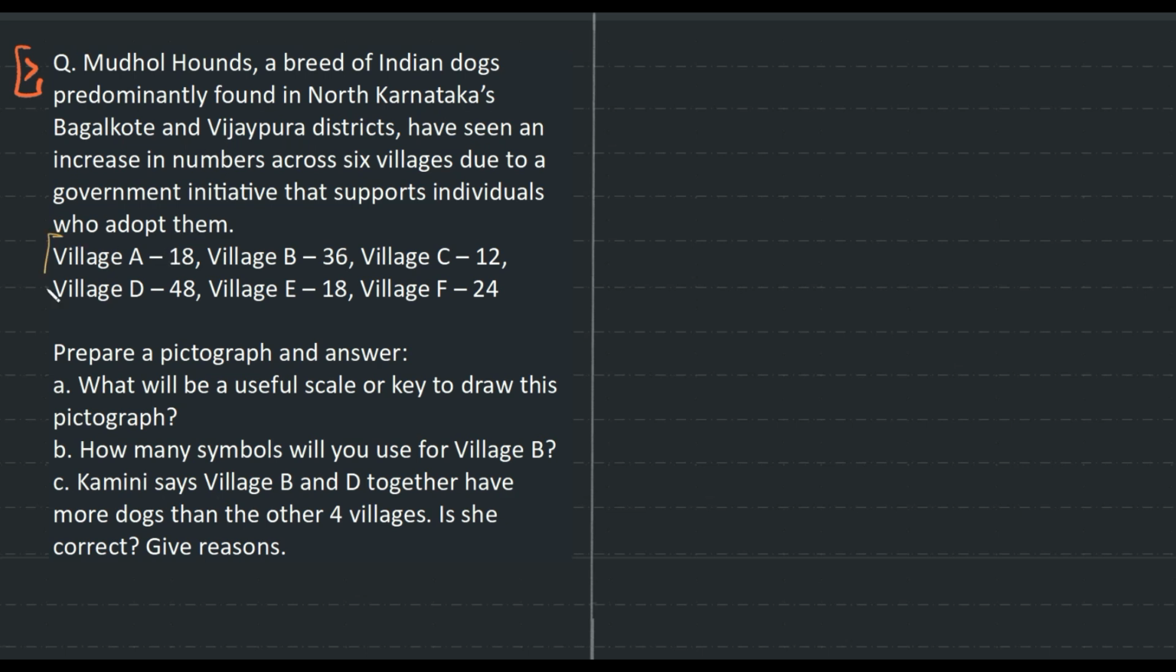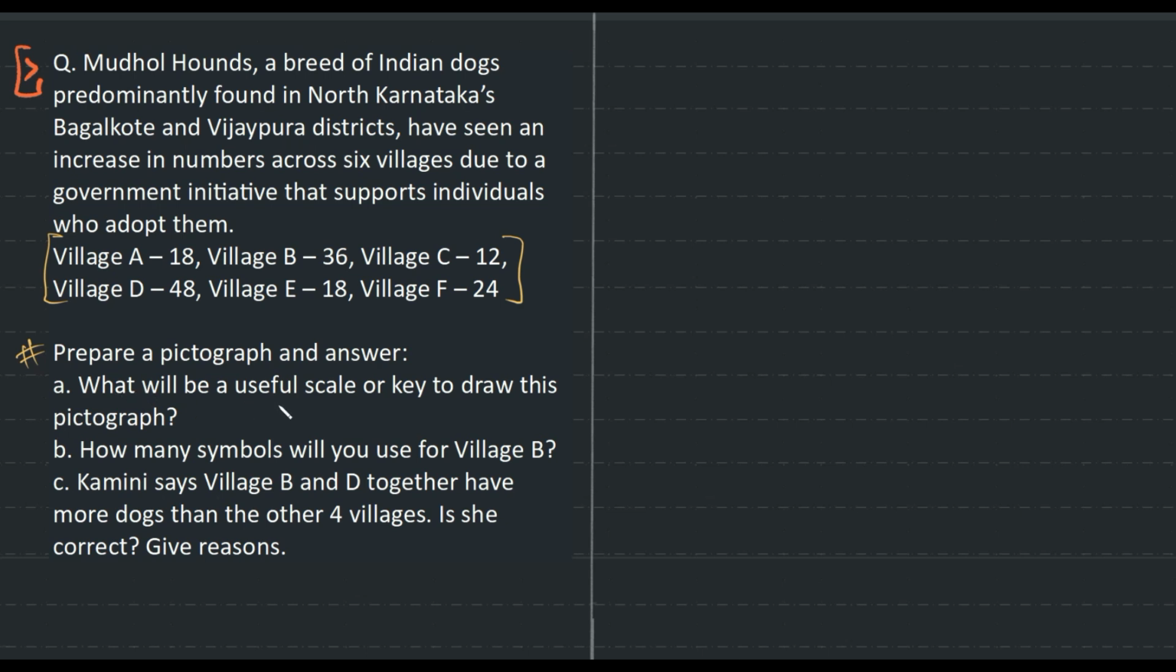And these are the numbers. Village A has 18 dogs, village B has 36 dogs. That is helped, maintained by government initiation. The individuals are maintaining that. We have to make a pictogram for this. So what is the basic thing about a pictogram? Yes, scale and stuff.